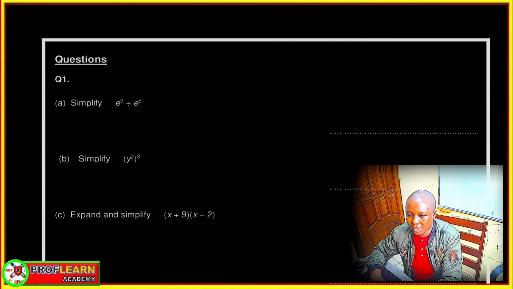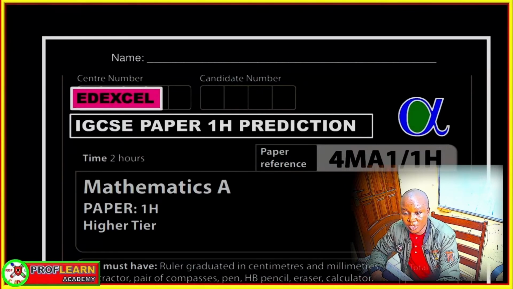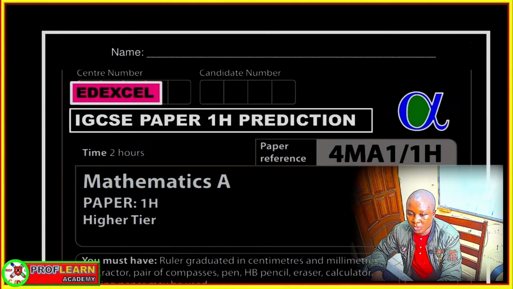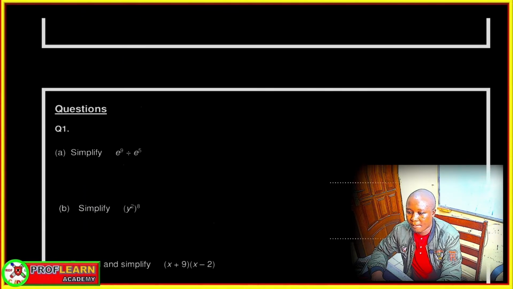So let's get started and see what the main questions are that you have to prepare as far as the May-June exam is concerned. Now, what you need to remember is that this is Paper 1AH of Edexcel Paper 1. This paper is usually 100 marks. So let's see the main key areas that you really ought to prepare.